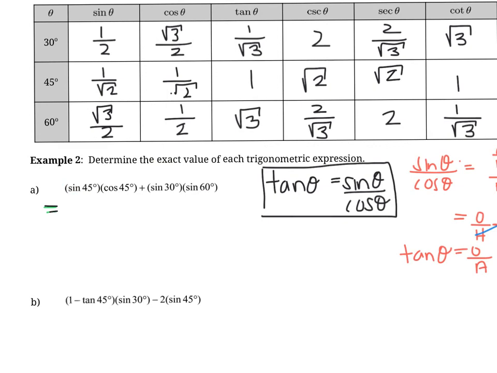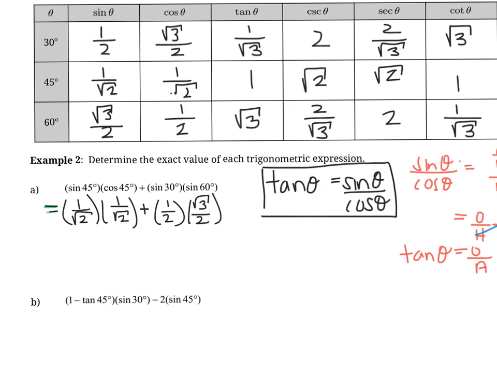So the sine of 45, just using our chart up there, is just 1 over root 2. So I'm going to change sine of 45 to 1 over root 2. The cos of 45 is also 1 over root 2. And then we have plus the sine of 30. The sine of 30 is just 1 over 2. And the sine of 60 is root 3 over 2.